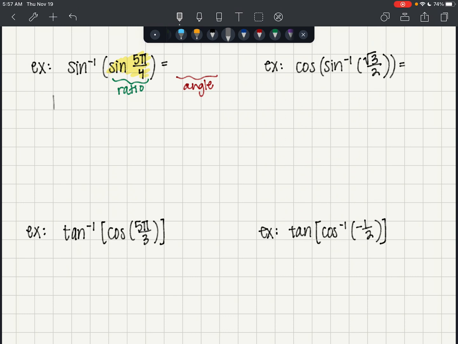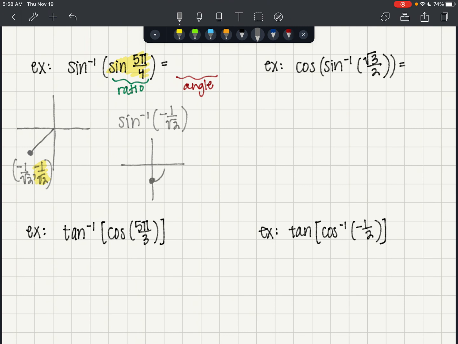So the sine of 5 pi over 4, let's draw a picture of that. 5 pi over 4 is this angle right here. And negative 1 over the square root of 2 is the ordered pair. Sine of 5 pi over 4 is the y value. So now I have the inverse sine of negative 1 over the square root of 2. This one's important because this is outside of our inverse sine partial unit circle. We need an angle in quadrant 1 or 4. And it doesn't look like a 4, does it?